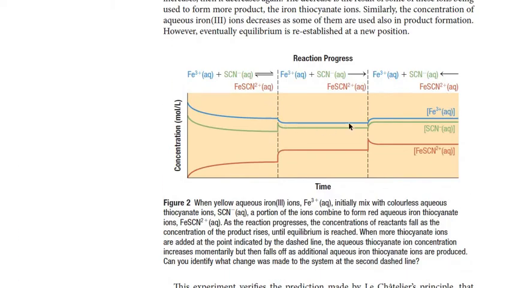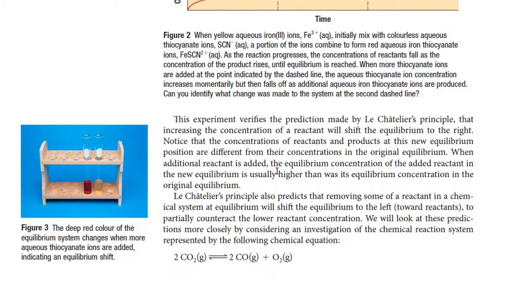So as you see here, the equilibrium concentration here and here is different from what you see in these two, and the equilibrium concentration of the product is different from the old equilibrium condition. When additional reactant is added, the equilibrium concentration of the added reactant in the new equilibrium is usually higher than was its equilibrium concentration in the original equilibrium.